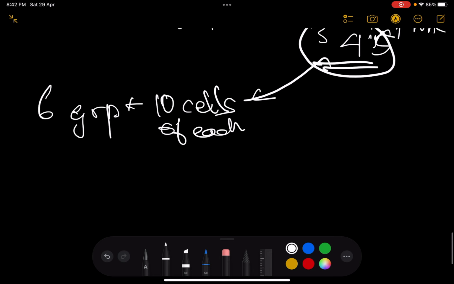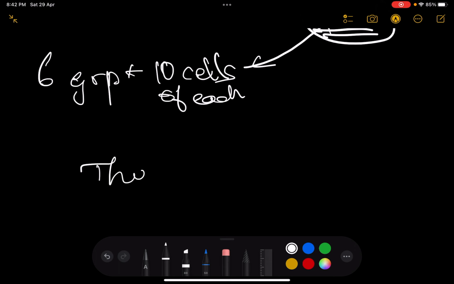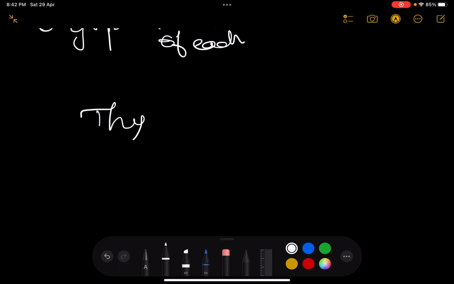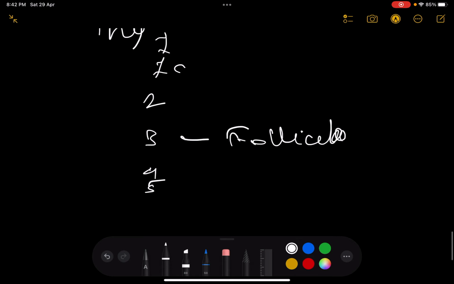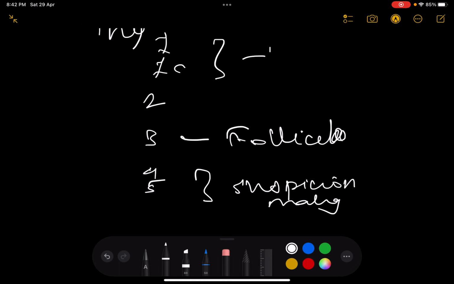And when you do an FNAC, you should do a scoring. It's called the Bethesda classification of thyroid: Bethesda 1, 1C, 2, 3, 4, and 5. Basically, Bethesda 3 is follicular. Bethesda 4, 5 is where you suspect malignancy or it's malignant. Bethesda 1 and 1C is basically non-diagnostic. It's not actually very clear, so you have to do a repeat FNAC.